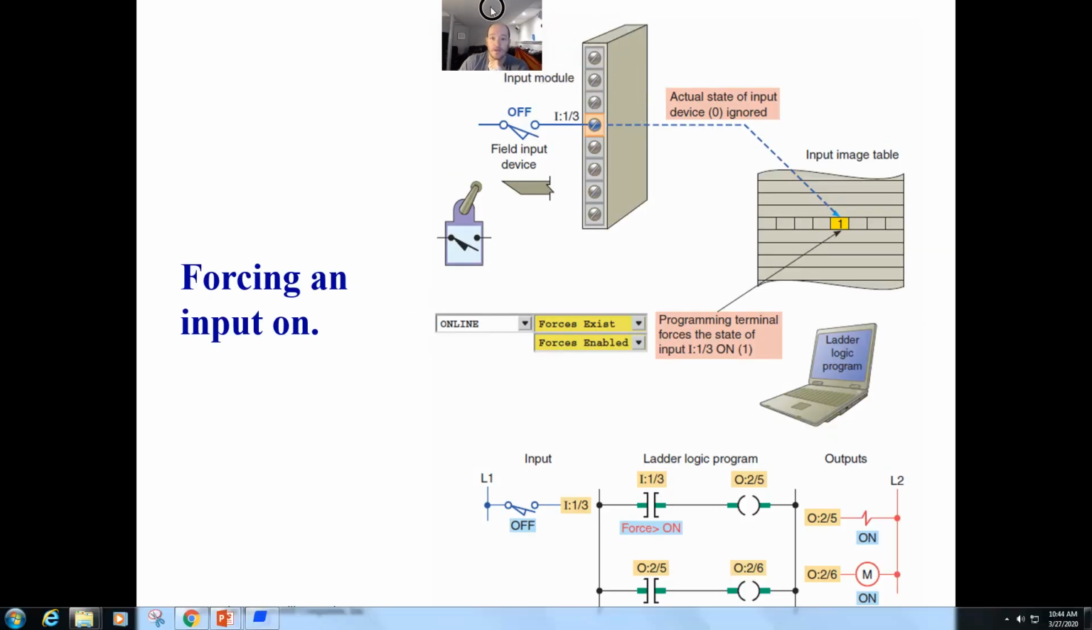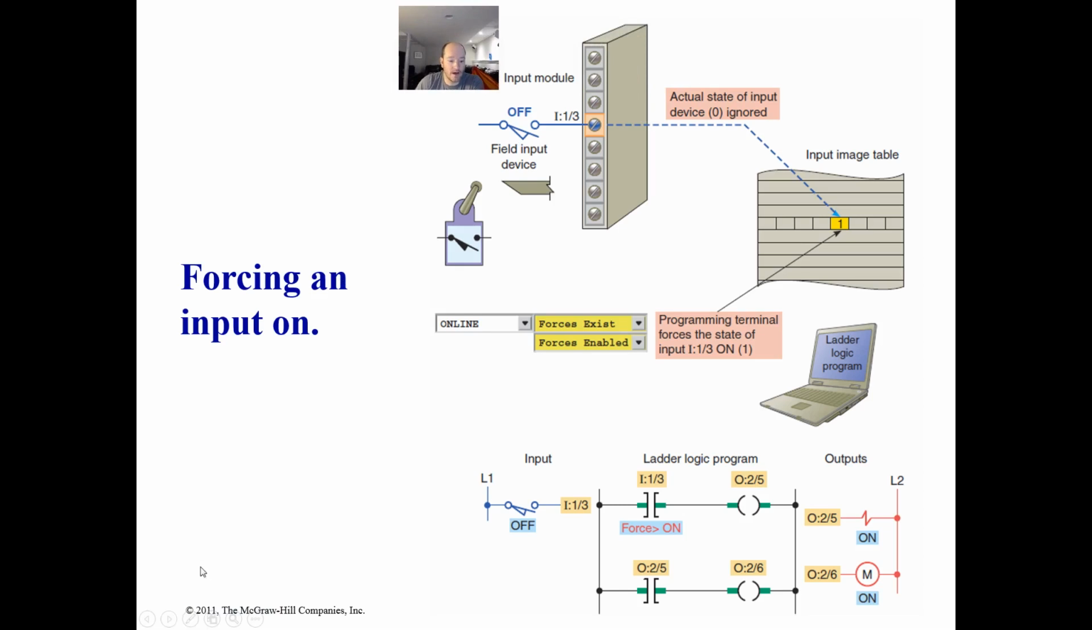So here for an example is an input. This input is in the off position, and we want to force it on. Let's say we can't get to this to force it on for whatever reason. Let's say it's just too far away, it's not practical, it's unsafe, whatever. I can go into my program, and there's a couple of different ways to do this, but the way that I do it is I right click on the instruction, input or output, in this case an input, and I select force on.